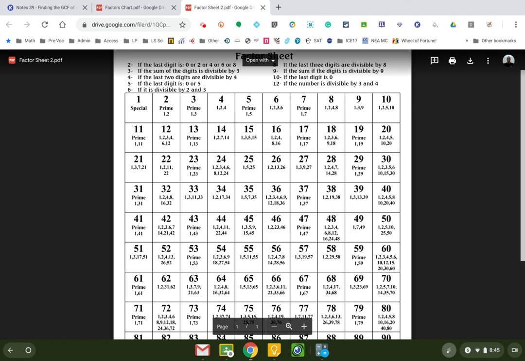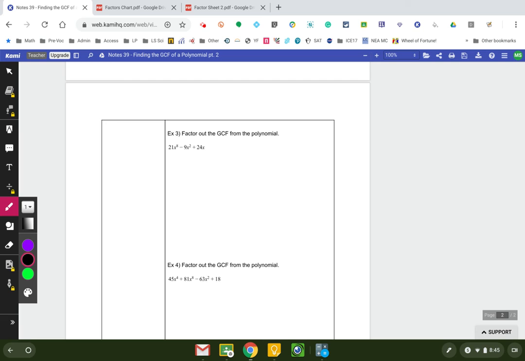And so I'm going to look at 21, and I'm going to see if 9 is on this list. It's not, so I'm going to go back, and I'm going to pick 3. 3's on that list, and I also had 24, and 3's on that list also. So that means 3 is my greatest common factor. So I'm going to factor out a 3.